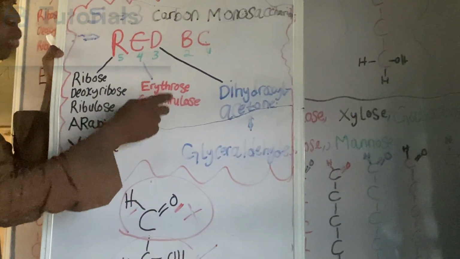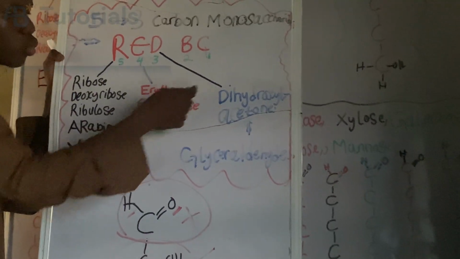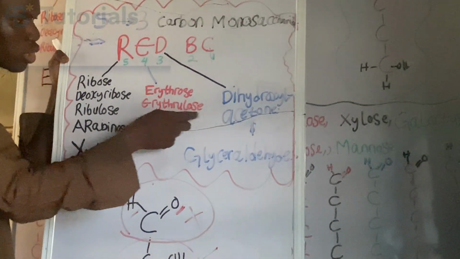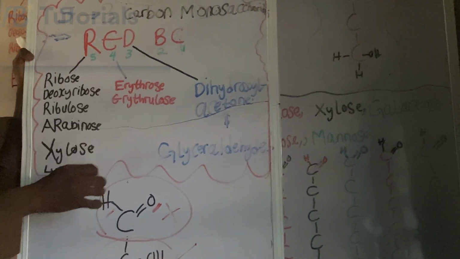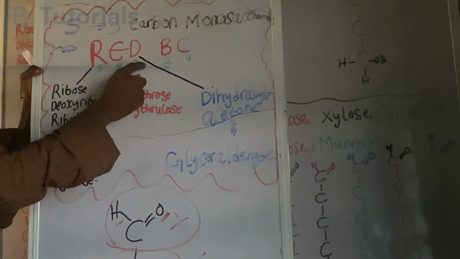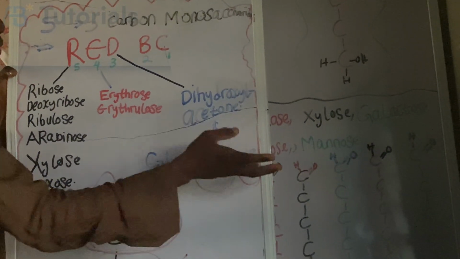Both of these have four carbons. Erythrose is an aldose. Erythrulose, with this U, is like the functional group going inside, somewhere in the center. So erythrulose is a ketose. The last ones that I have here are dihydroxyacetone and also glyceraldehyde. I hope that is clear.